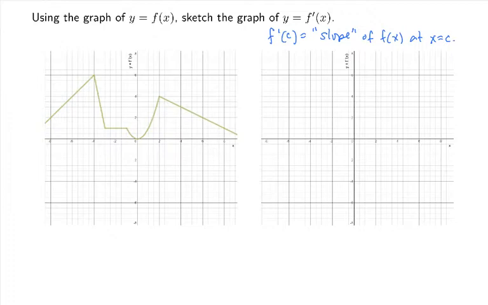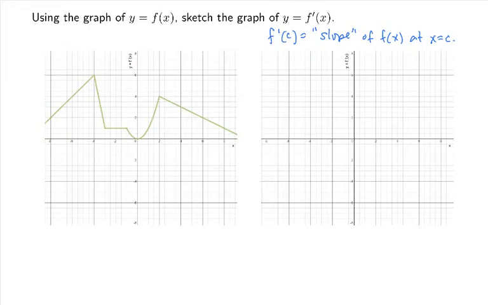Now, of course, if f is linear, it has a well-defined slope, so this makes sense. But if f is not linear, what I mean by slope is the slope of the tangent line to f of x. So this is really the instantaneous rate of change of the function at x equals c. So how would we approach this problem for the current example of the function here?